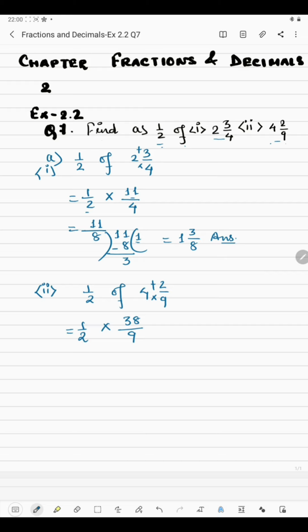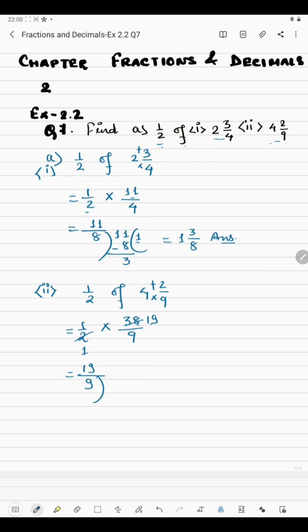Now see, in this 38, in the unit place we have an even number, so that means it can be divisible by 2. So we will divide this 2 by 2. So 2 divided by 2 is 1, and here if you divide by 2 then we will get 19. Okay, so if you multiply 19 by 1 we'll get 19, and 9 by 1 is 9.